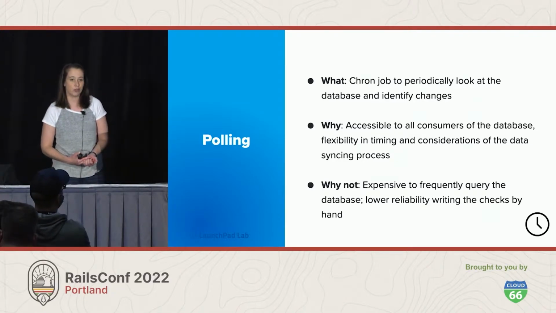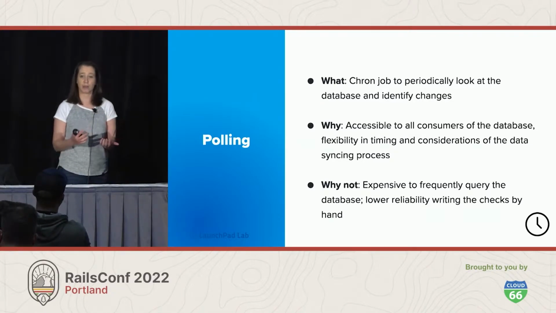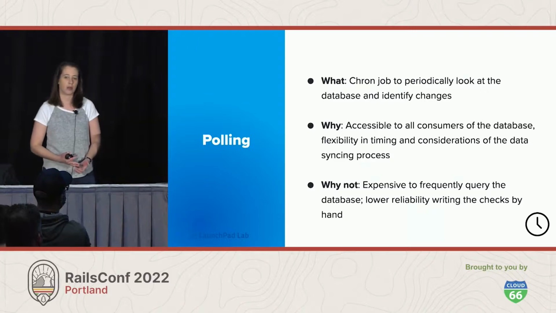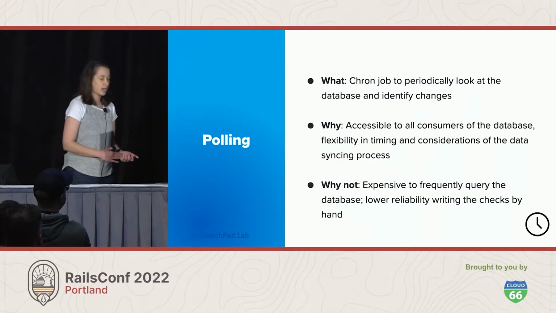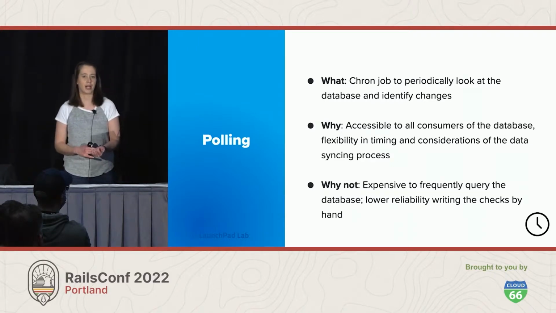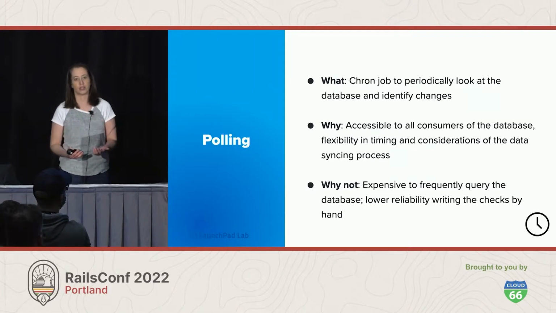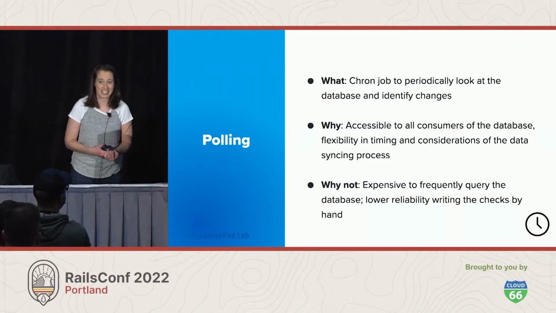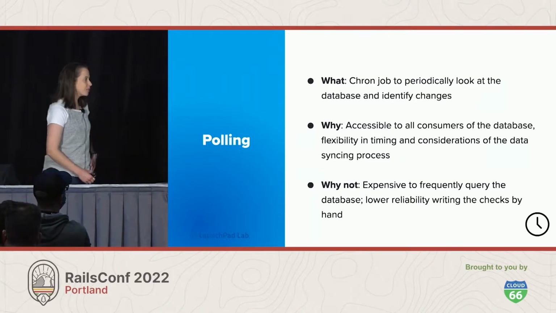I could use some proxies, such as timestamps, to understand if something was created. I could do counts. I could maybe use some other indexes that might be unique. But I would kind of have to find a pattern by hand that would work for all the objects that we're looking to sync, and I'd have to write it by hand. Ooh, that seems pretty dangerous.